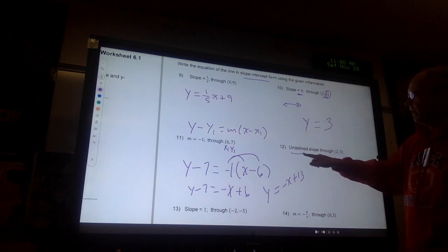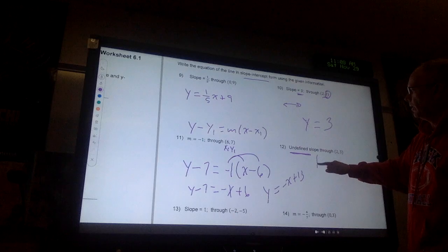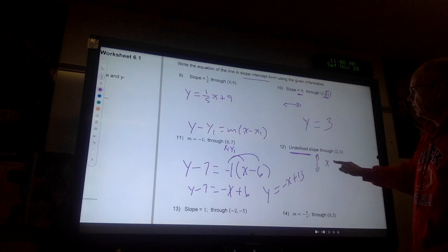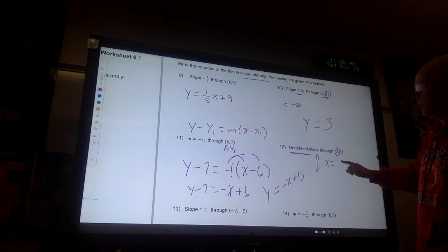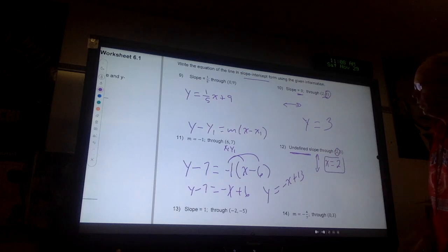And this is an undefined slope. Undefined is a vertical line. And vertical lines are always x equals a number. The only number we have in the x spot is 2, so x equals 2 is that equation.